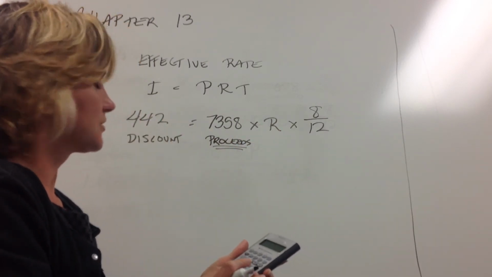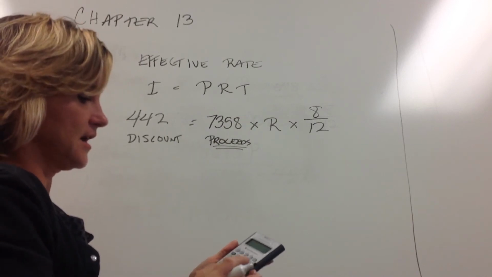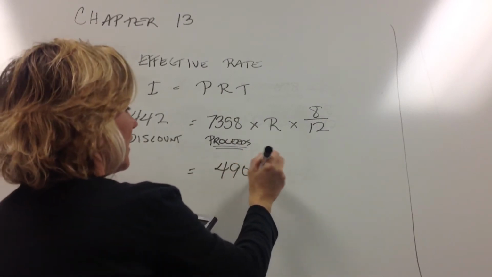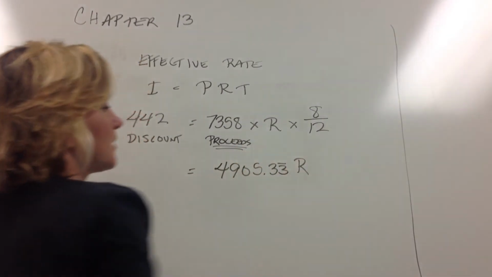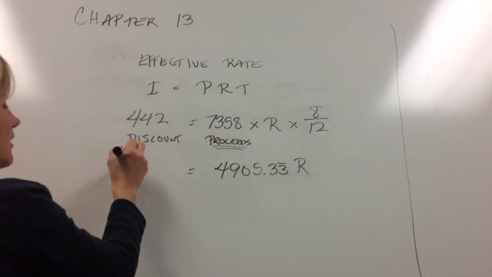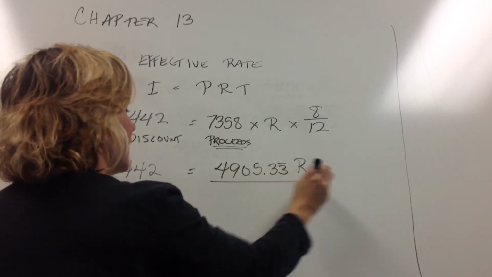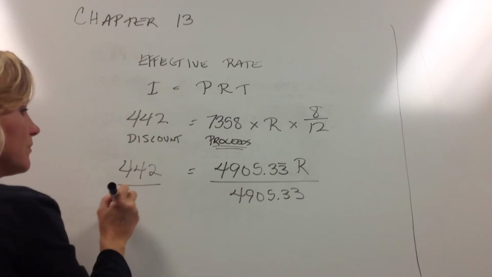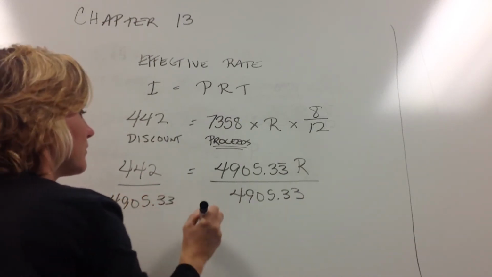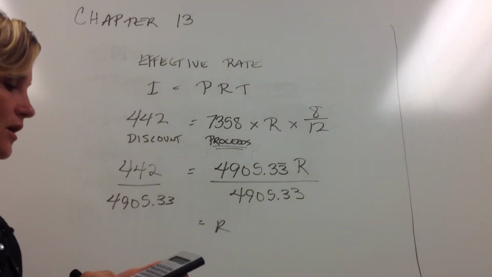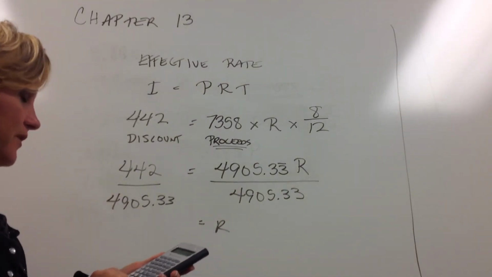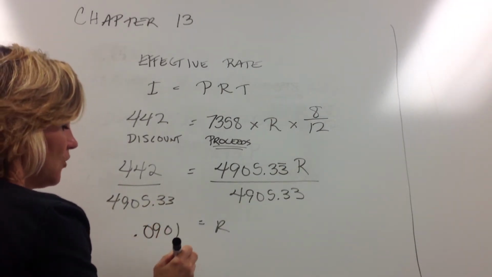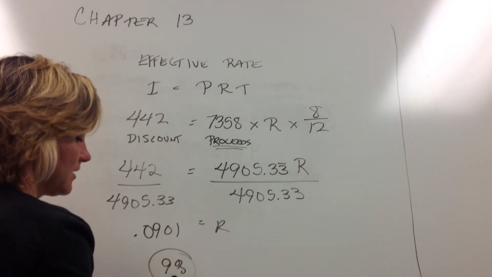I apologize for that. All right, so 7,358 times 8 divided by 12 gives us $4,905.33, and threes that keep going. But then don't forget, we're still multiplying that by our R. And then when we divide both sides by that, our $442 divided by $4,905.33, that gives us 0.0901 or a 9% effective rate.